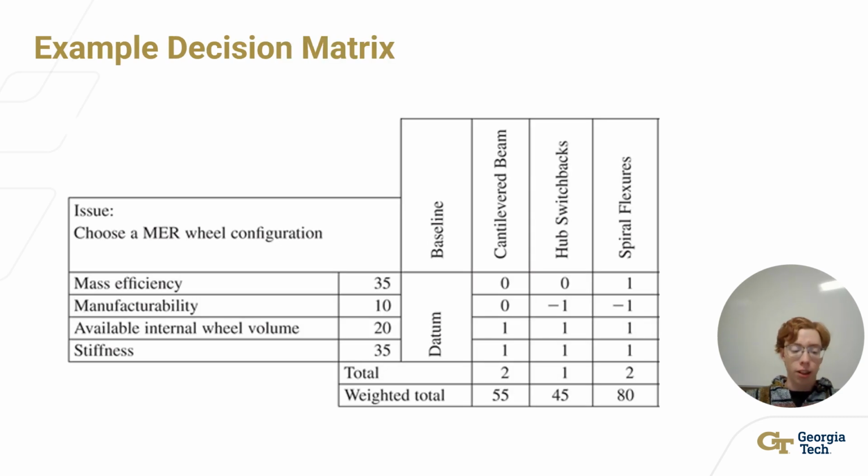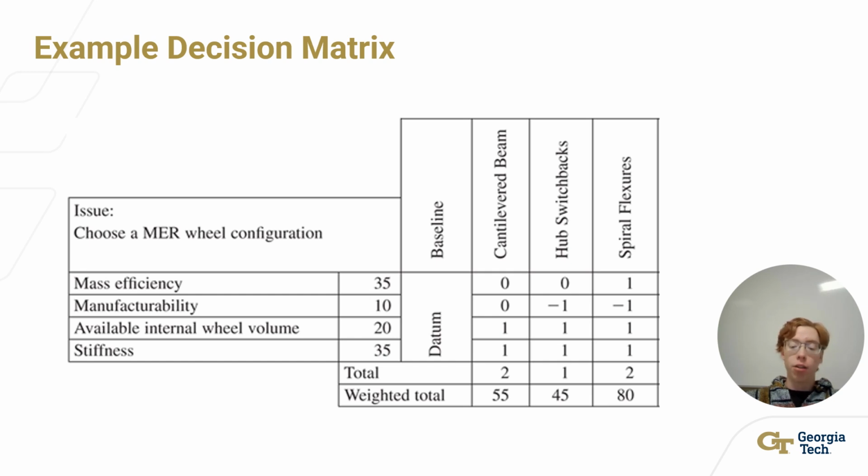This is an example decision matrix for choosing a wheel configuration. The baseline can be an existing product or it can just be a reference of what to expect. For this decision matrix, mass efficiency and stiffness have the highest relative weight. Although not required, it is a good practice to ensure that the weights add to 100 as shown here.